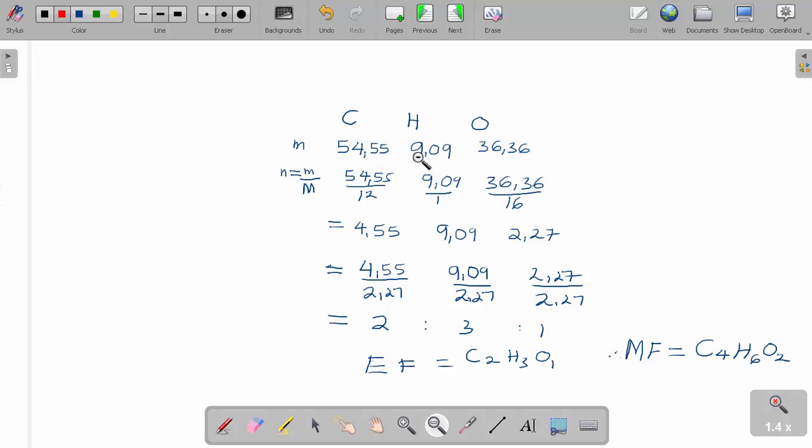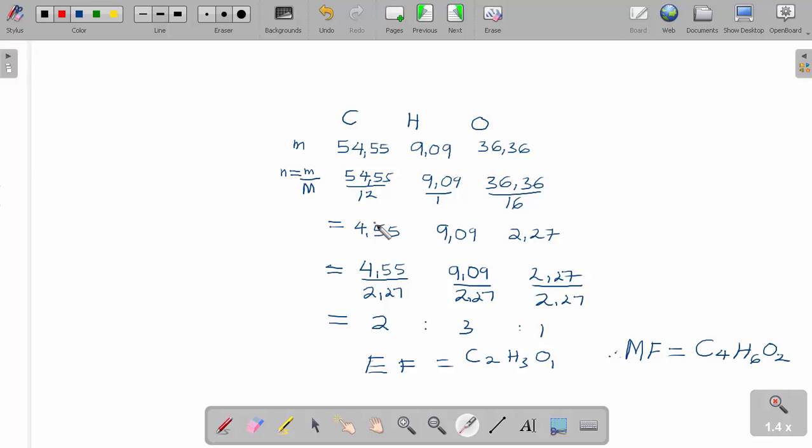What about hydrogen? 9.09. What about oxygen? 36.36. So to get the number of moles, we say number of moles equals mass over molar mass. Here I'm going to say 54.55 divided by 12. What about hydrogen? I'm going to divide by 1 because hydrogen has a mass of 1. What about oxygen? It has 16 divided by 16 here.